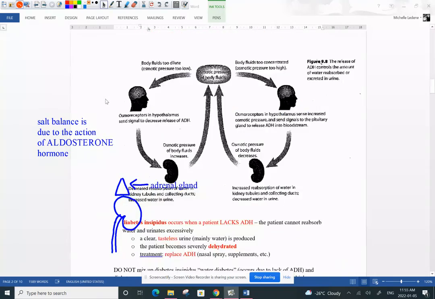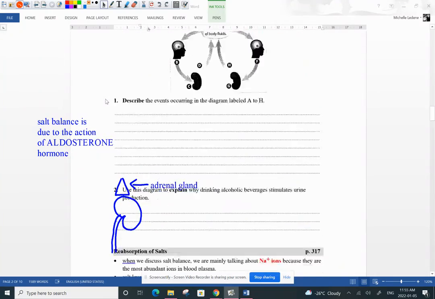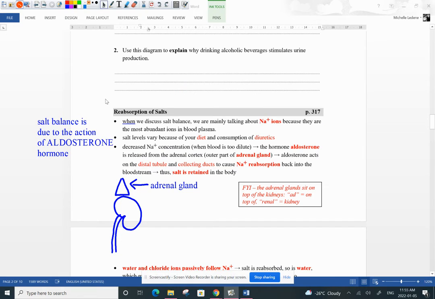Okay, so next up, we are going to talk a little bit about salt reabsorption. And so we said that salt is sodium chloride, so sodium ions and chloride ions. Mostly we just talk about sodium ions. So salt balance is due to the action of a different hormone. It's called aldosterone. And aldosterone actually comes from the adrenal gland.